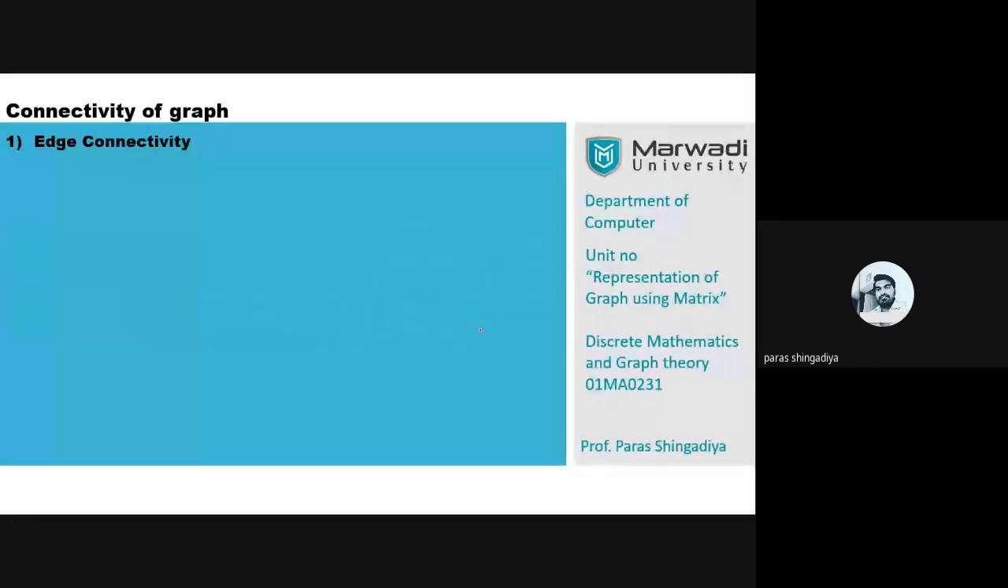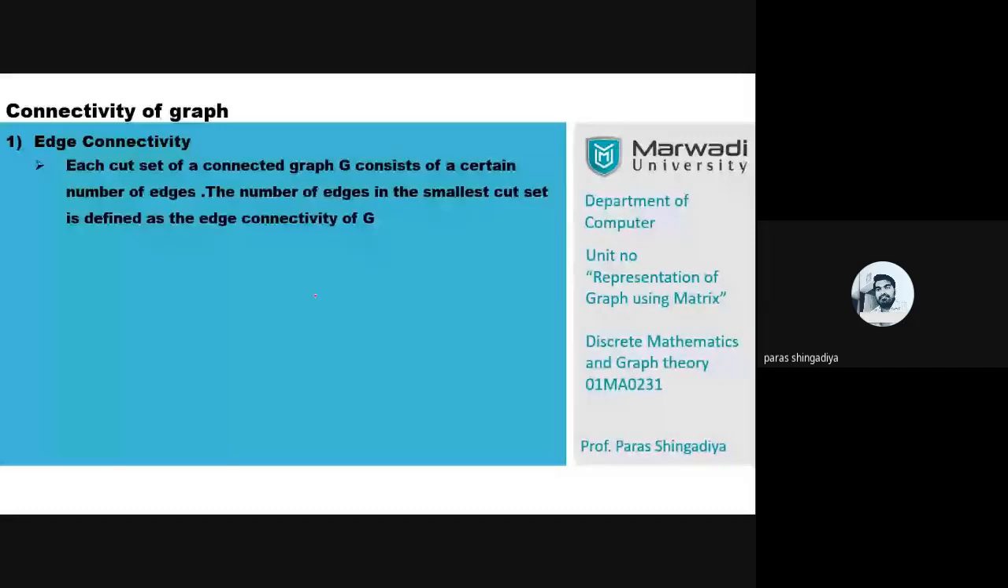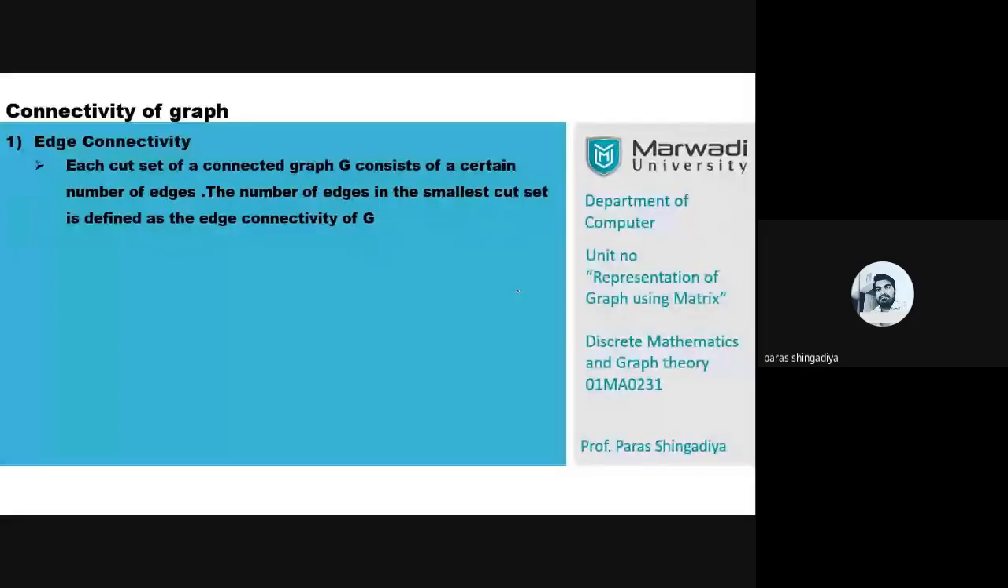So let us discuss the definitions. Each cut set of a connected graph G consists of a certain number of edges. That is the meaning of cut set. It includes some set of edges which, when removed from the graph G, makes your graph disconnected. Now observe all the possible cut sets and think about which one is the smallest cut set, which includes the minimum number of edges. The number of edges included in the smallest cut set is known as the edge connectivity of the graph G.